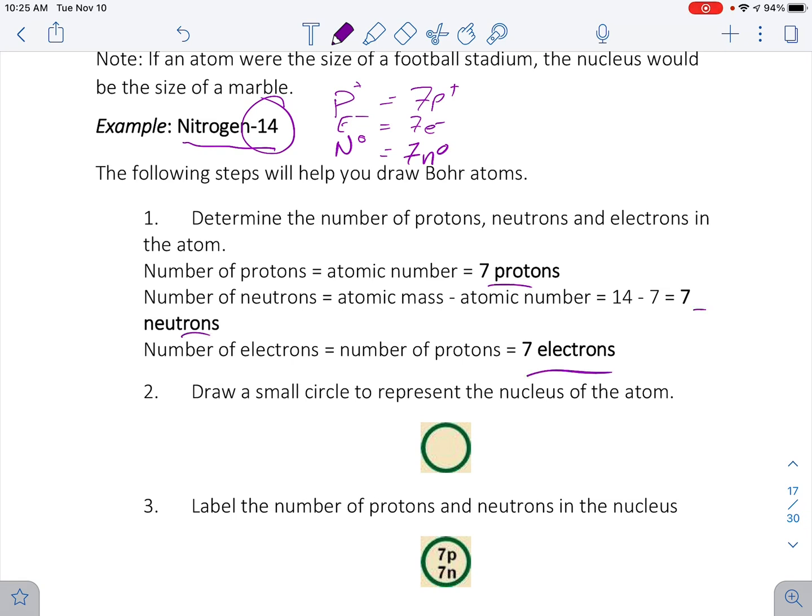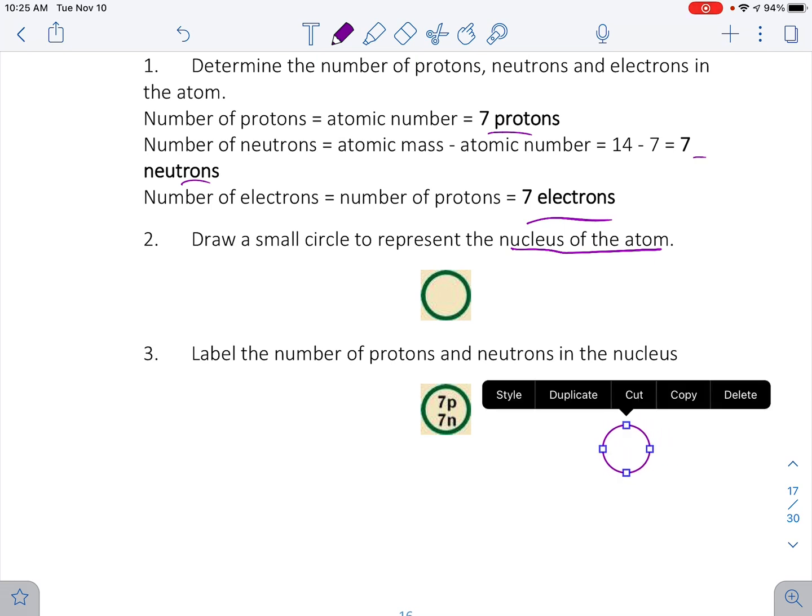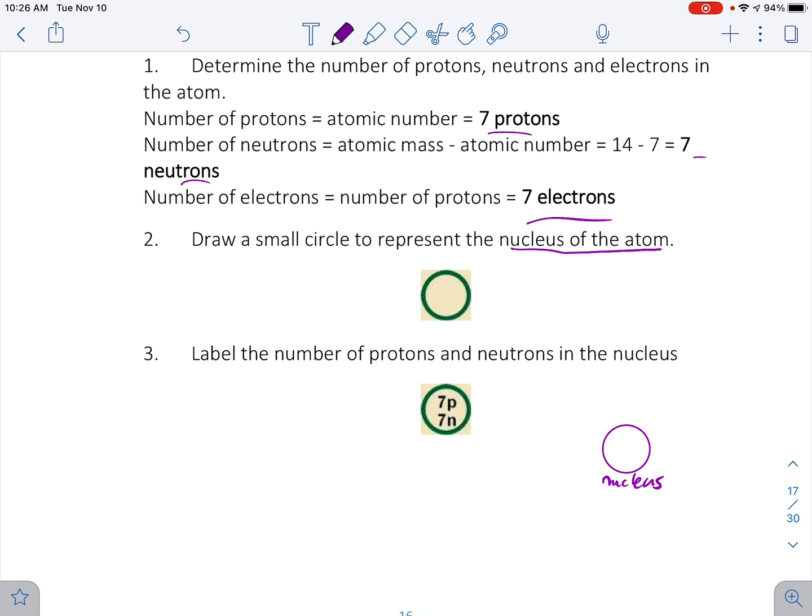So now that we know these, we want to organize these into a Bohr model. The very first thing you're going to do is draw something to represent the nucleus. Typically this is a small circle. Sometimes if you have the option to use a different color, I really recommend it. So I might do this one in purple, and I'm going to make that my nucleus. So this is the nucleus. And inside the nucleus I'm going to put the protons and neutrons. So please, please, please always draw your protons and neutrons on the inside.